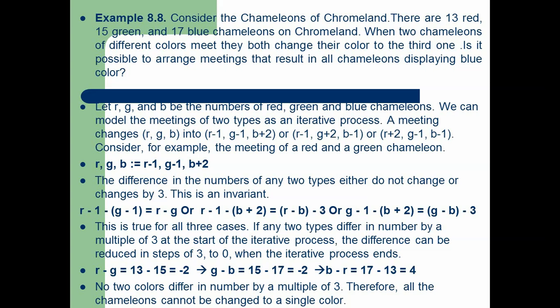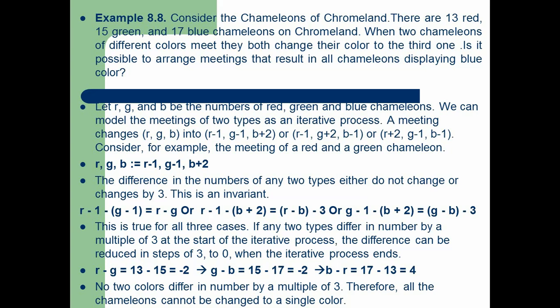Next one: consider the chameleons of Chromeland, where when two chameleons of different colors meet each other, their colors are converted into the third color. That is, when red and green chameleons meet, they convert into blue. Otherwise, when green and blue meet together, they convert into red. Consider there are 13 red, 15 green, and 17 blue chameleons. How can we create an algorithm for that meeting and achieve all the chameleons converted into the same color?